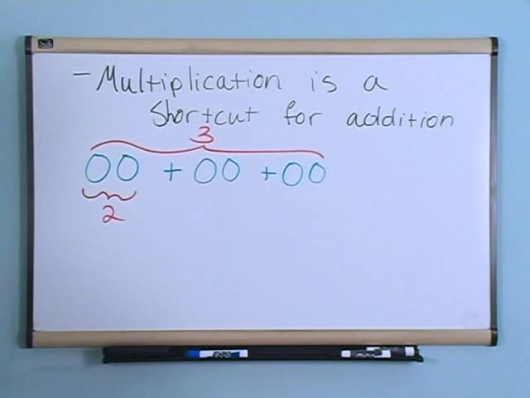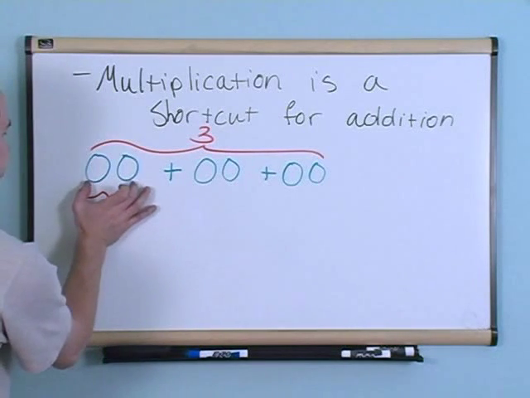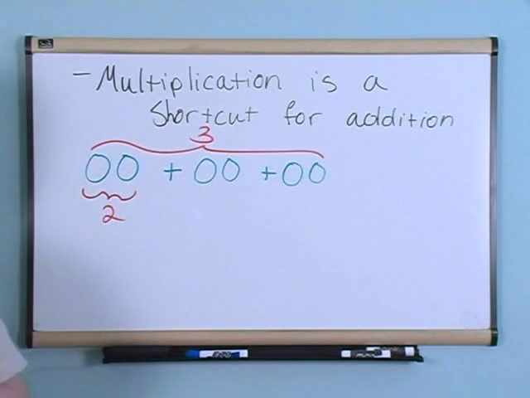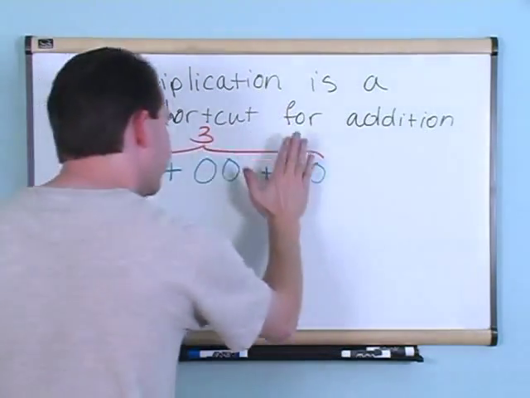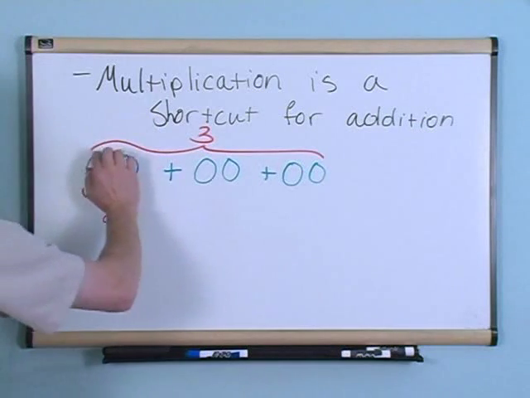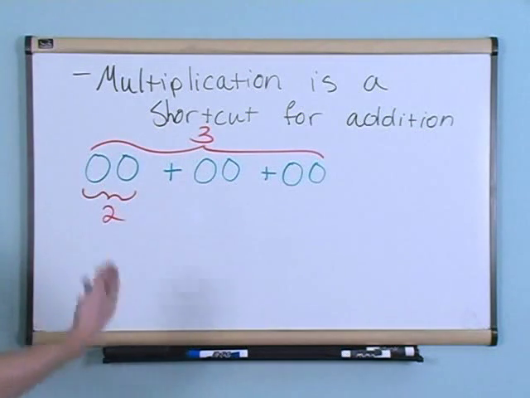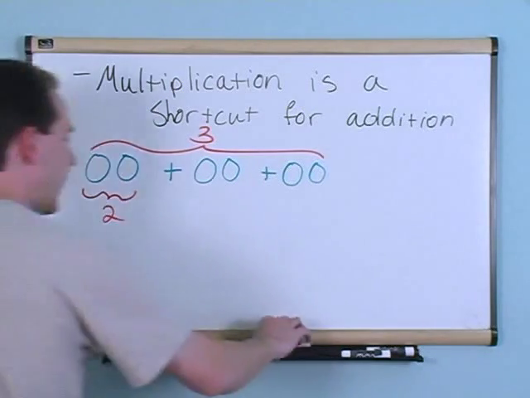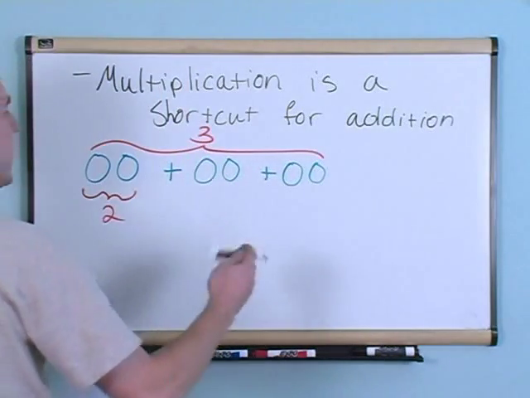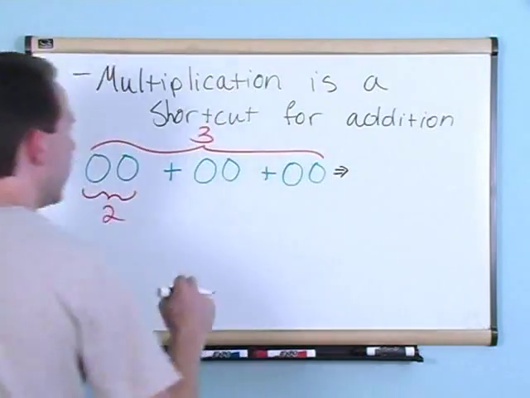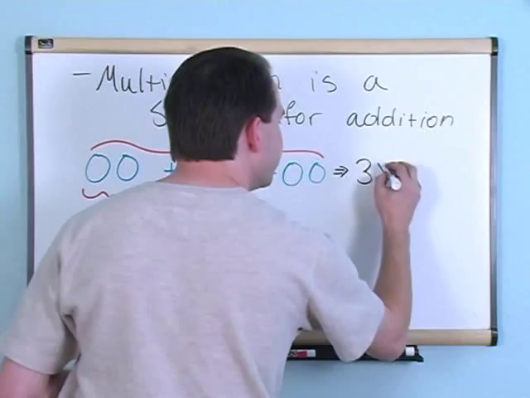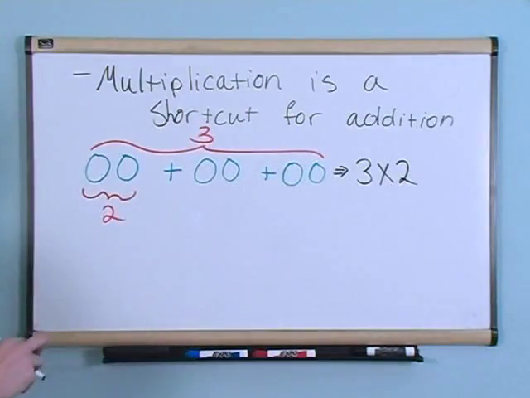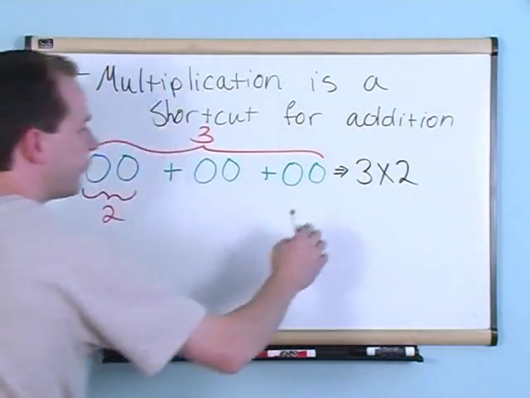The way I've drawn it on the board is, in each group I've got 2 things, but I've got 3 groups of 2. 1 group, 2 groups, 3 groups. So I've got 3 groups total, and in each group I have 2 things. The way that you write this down in multiplication is you say 3 times 2. You put a big X here, and that just means 3 times 2.